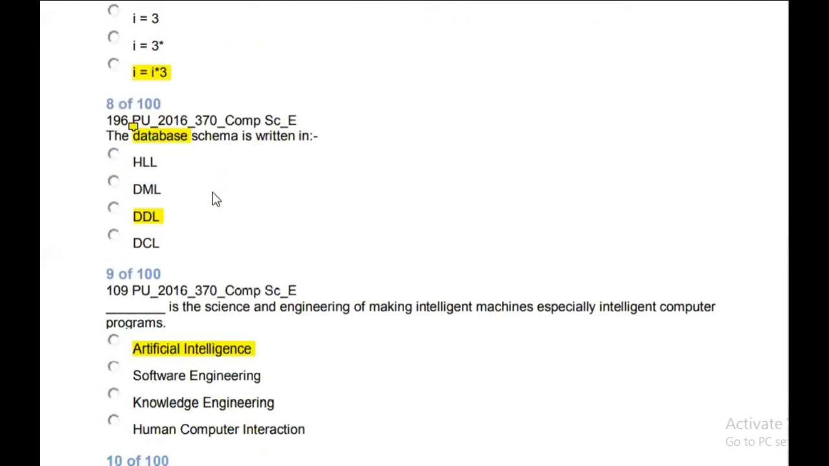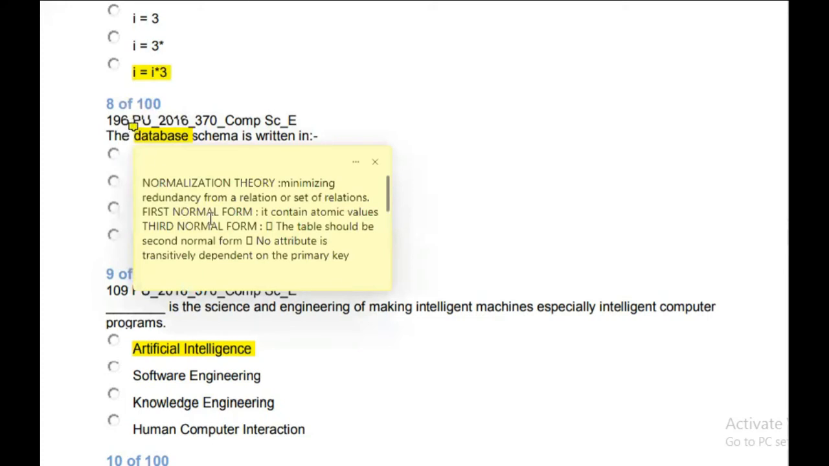Question number 8. The database schema is written in DDL, the data definition language. And it's very important, the normalization theory. Normalization theory is about minimizing redundancy from a relation or set of relations. First normal form, it contains atomic values. Third normal form, the table should be in second normal form and no attribute is transitively dependent on the primary key.